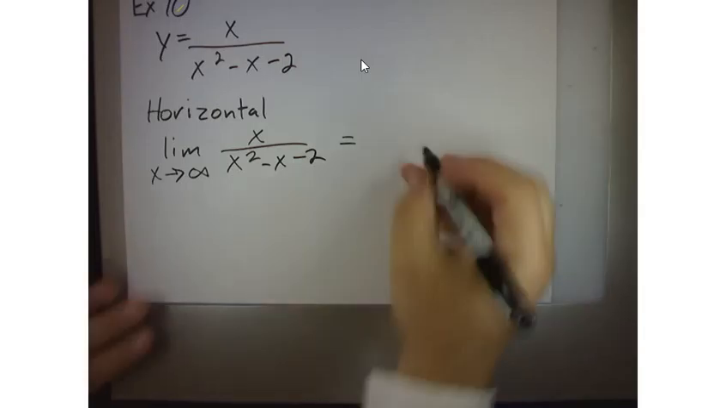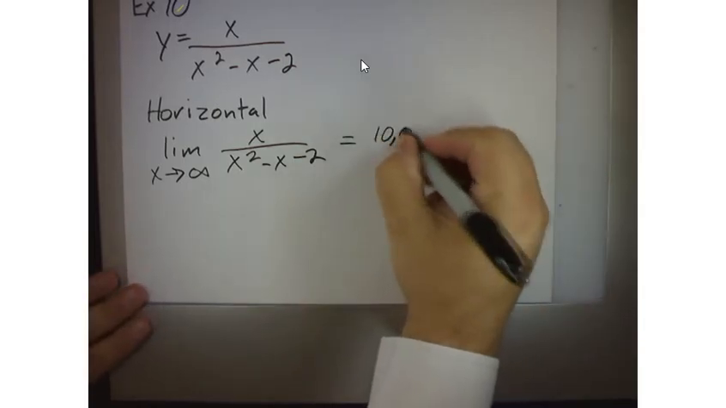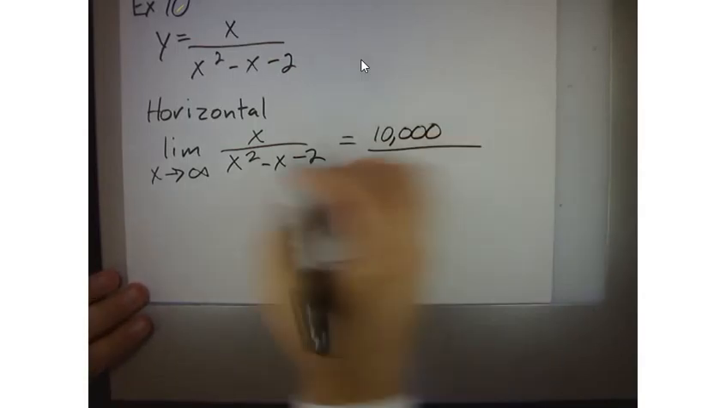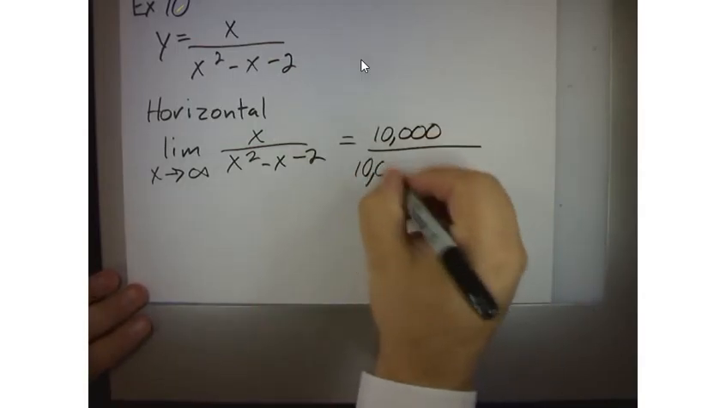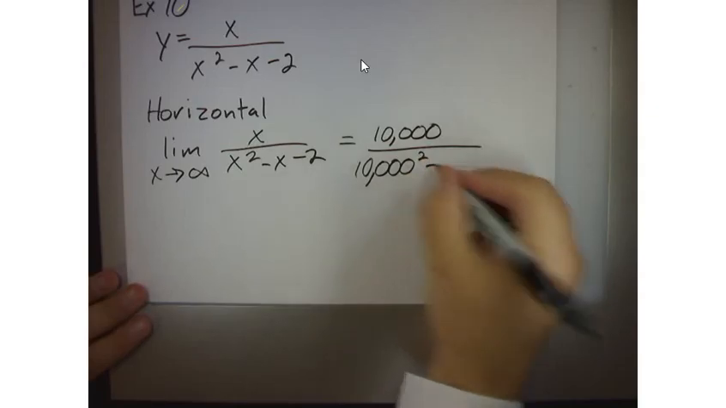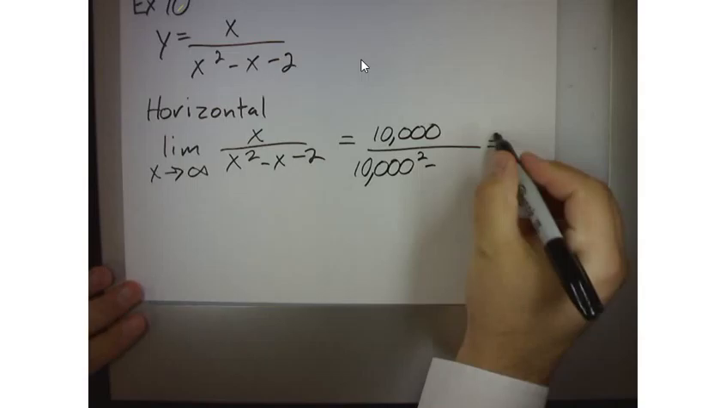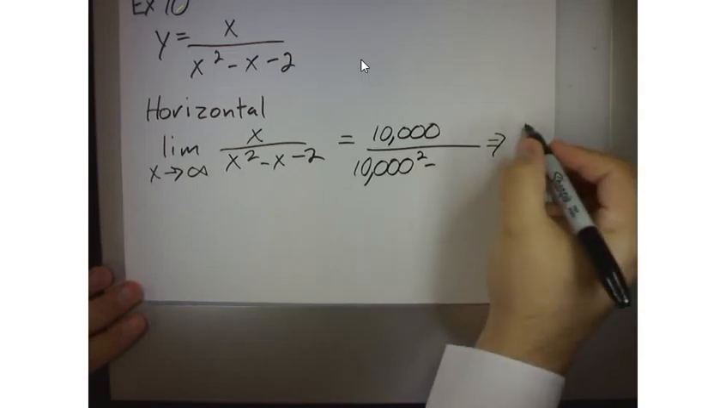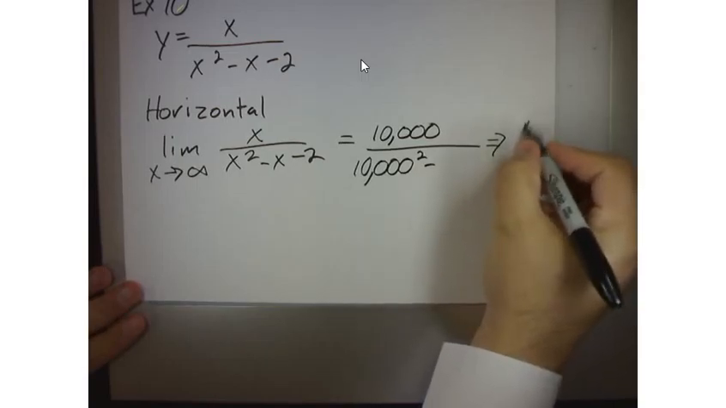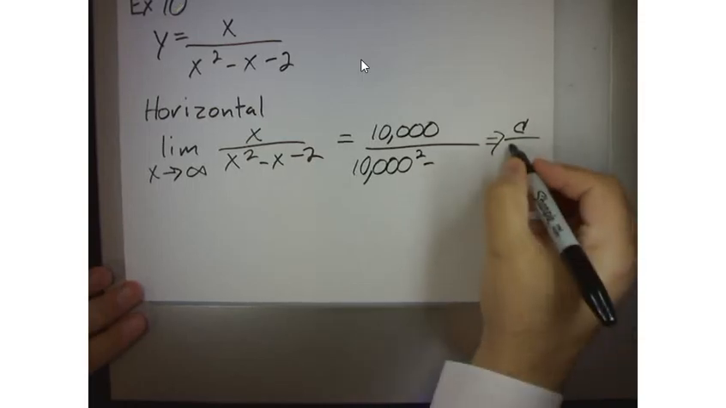Let's do 10,000. If I let x equal 10,000, I'm going to have 10,000 on the top, 10,000 squared on the bottom, and really we could ignore the rest of the terms. So what are we going to end up with? 1 over 10,000. And if I plug in 100,000, I end up with 1 over 100,000. And so this will continue to approach some number, and we'll just call that number c, over infinity.